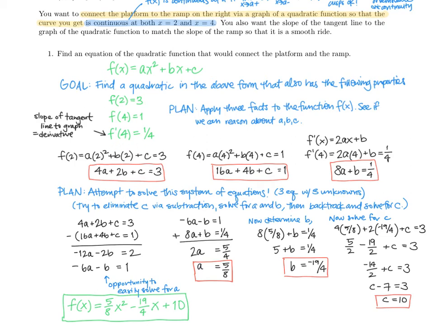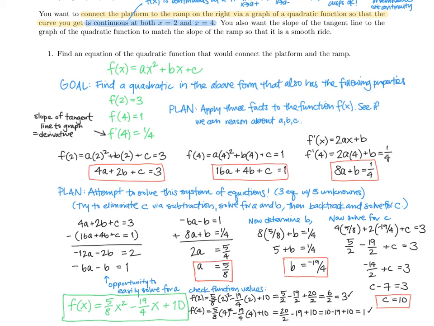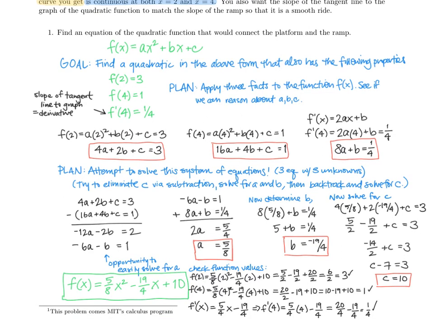Let's do it. Sure enough, the first function value checks out. It evaluates to 3 when we input 2. Let's make sure it evaluates to 1 when we input 4. It sure does, and the last check is to make sure the derivative is 1/4 when you evaluate it at 4. Well, I had to use the power rule to find the derivative as it was. Then I plugged in 4, and sure enough, I got 1/4. So yes, this is my final answer. It does all the things I want it to do.